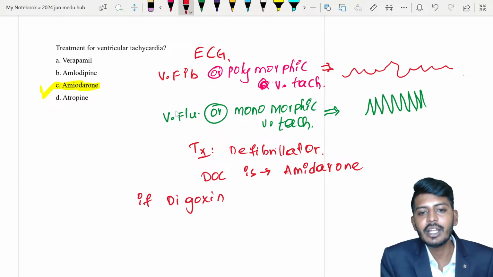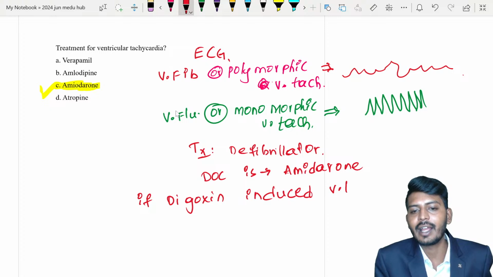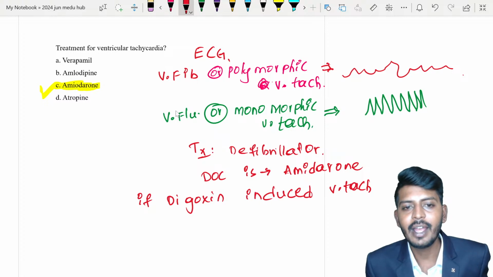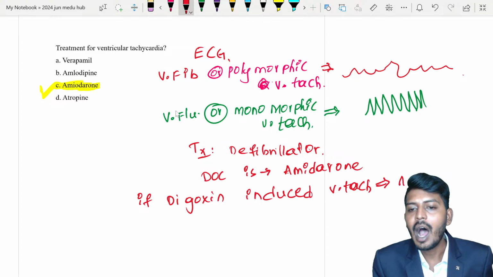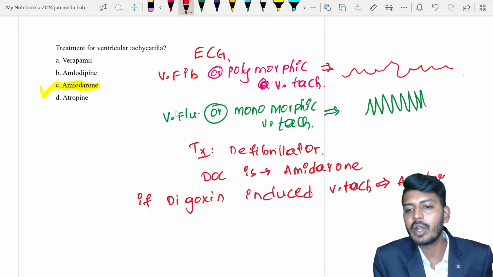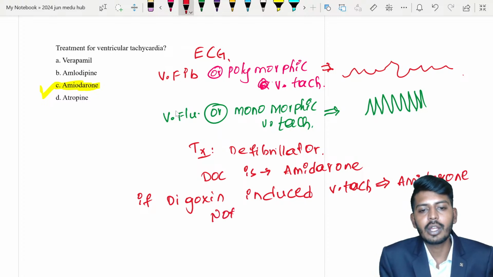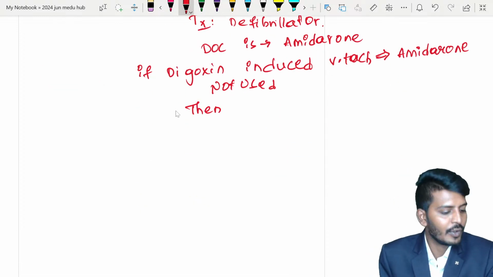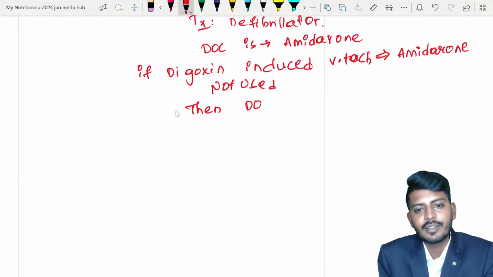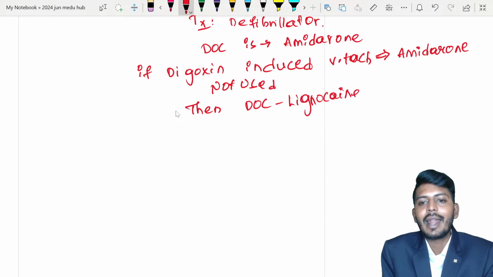Digoxin-induced ventricular tachycardia. Meaning if because of digoxin you get ventricular tachycardia or ventricular fibrillation, it can be monomorphic or polymorphic. In digoxin-induced ventricular tachycardia, amiodarone is contraindicated and not used. Then what is the drug of choice? The drug of choice is lidocaine, also called lignocaine.